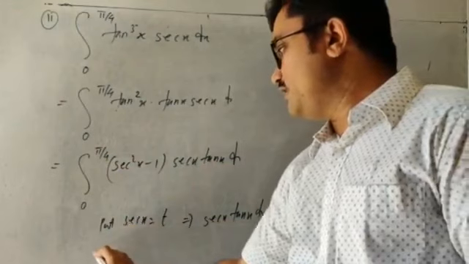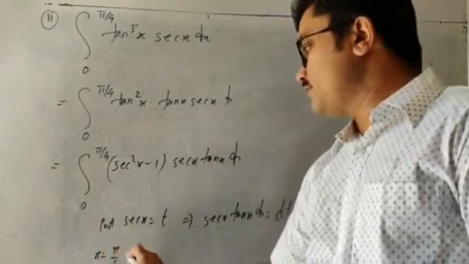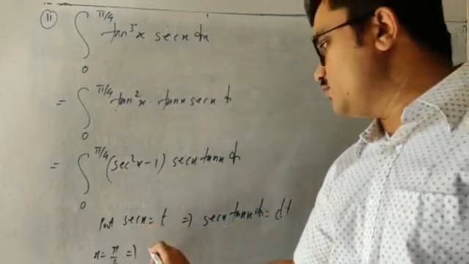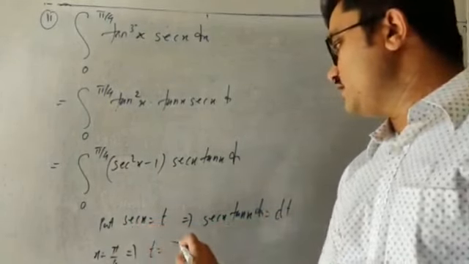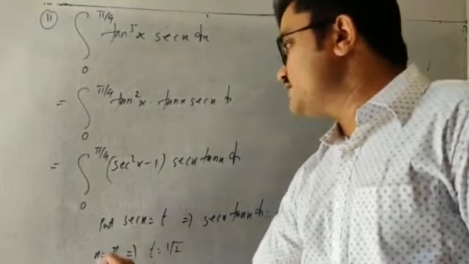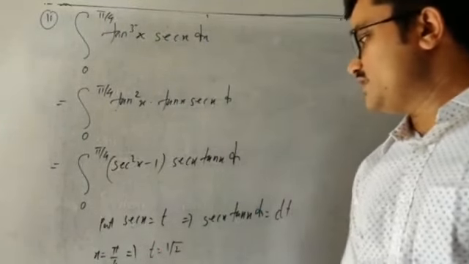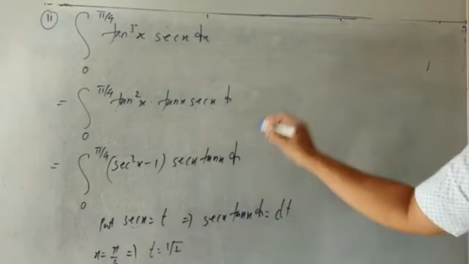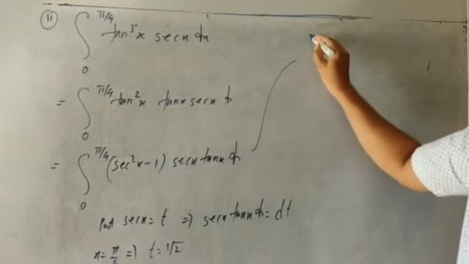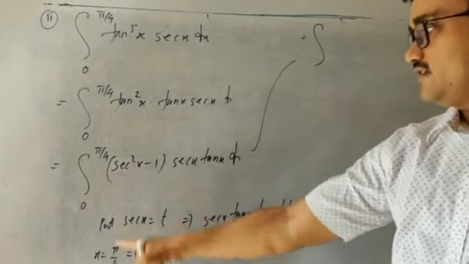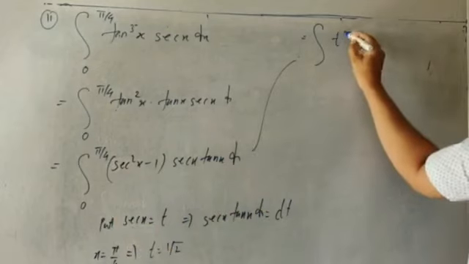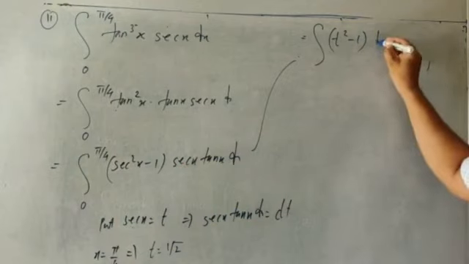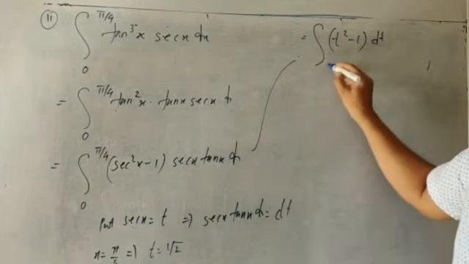So if we substitute, when x is pi by 4, what will be t? Sec pi by 4 is nothing but root 2, so t is root 2. And when x is 0, sec 0 is nothing but 1, so t is 1. So there will be a change in this integral then. This integral can be written as integration of t square minus 1, and sec x tan x dx becomes dt, from 1 to root 2.